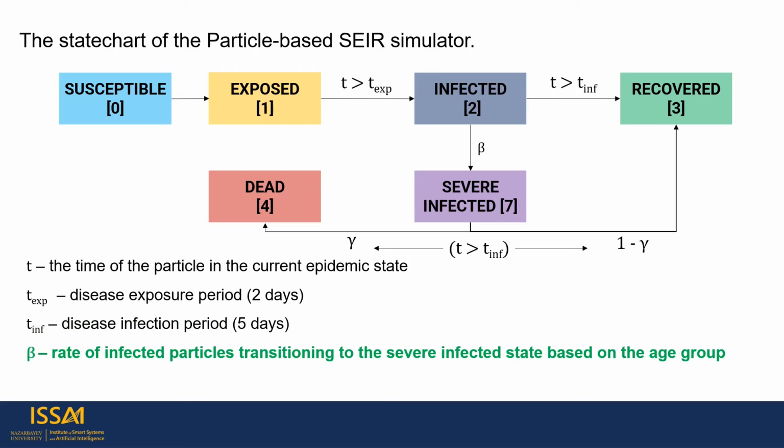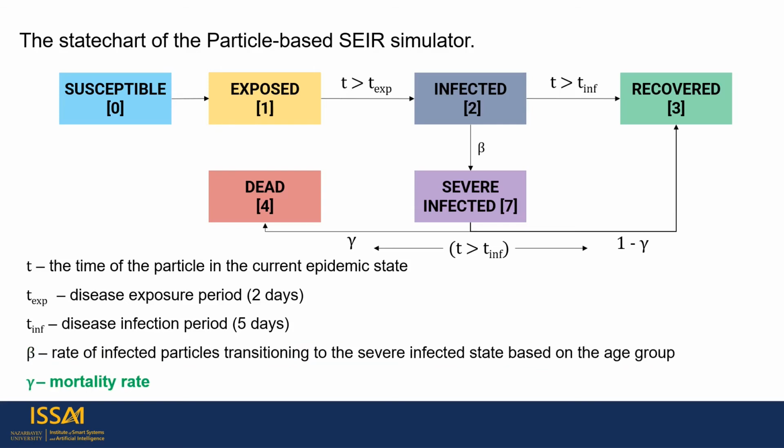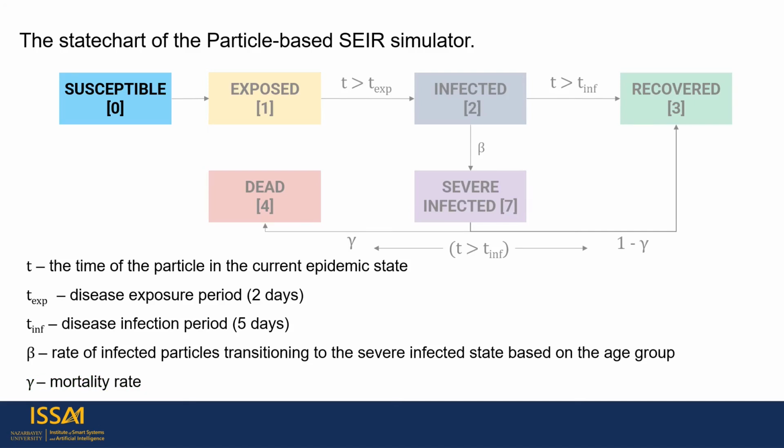Beta is the rate of infected particles transitioning to the severely infected state based on the age group. And gamma is the mortality rate of the severely infected particles. Now, let's dive into state transitions of a particle. We assume that initially all particles are susceptible, meaning they are healthy. To start the epidemic spread, we will randomly select a subset of particles and assign them to be exposed.